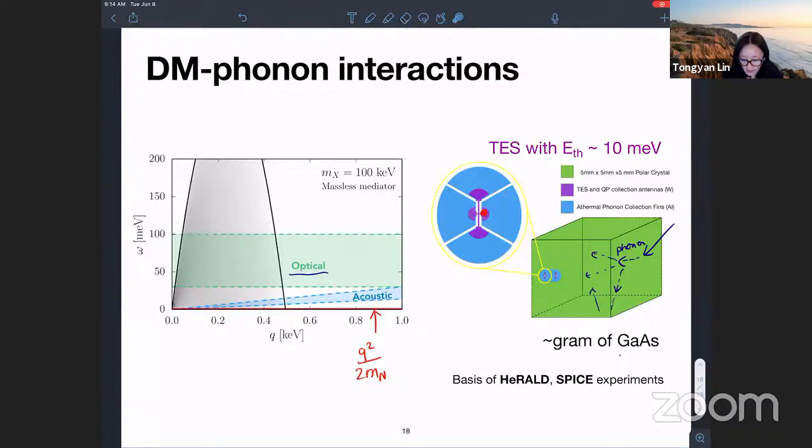And these, of course, have to be very low threshold, very sensitive. For instance, 10 meV threshold.